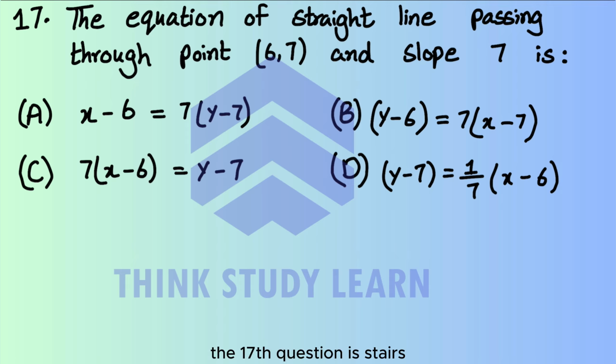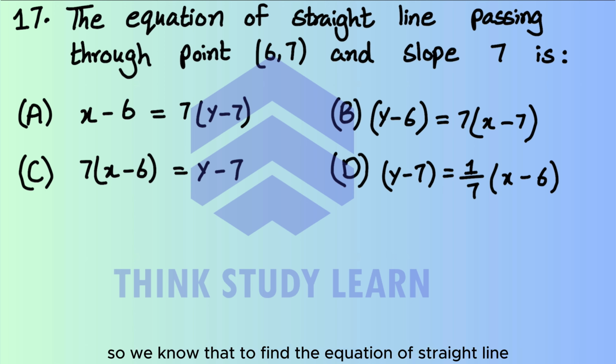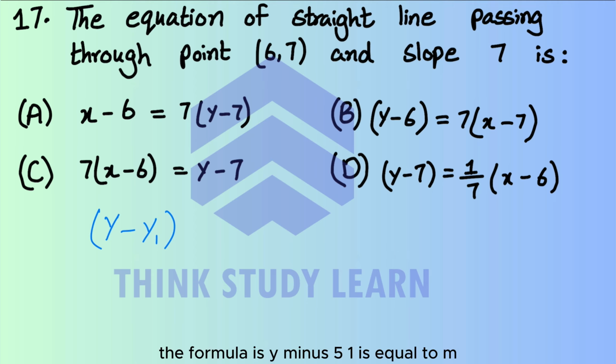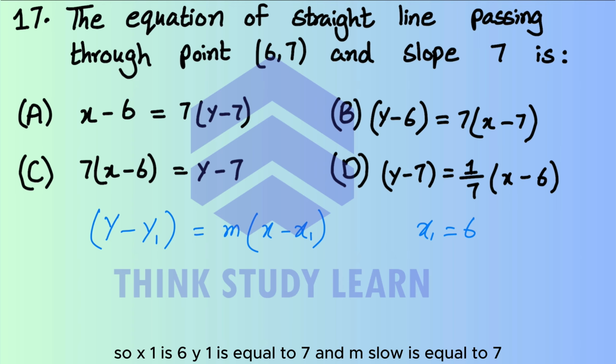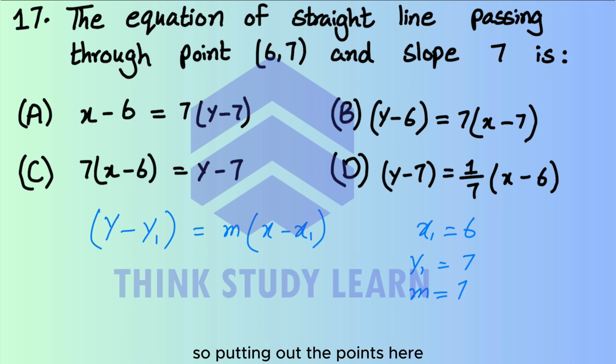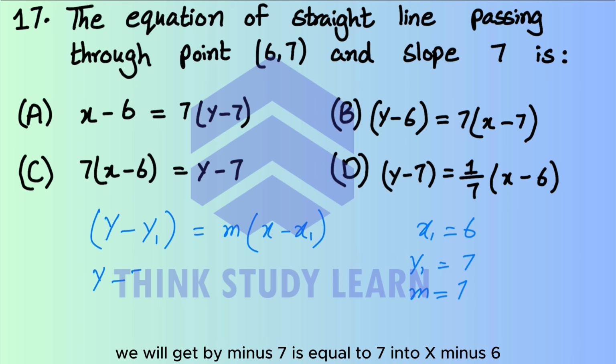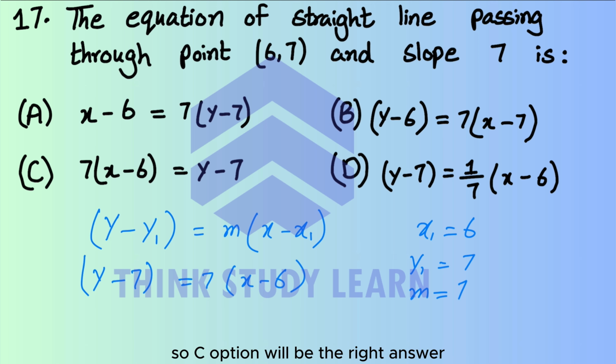The 17th question here states the equation of straight line passing through point 6, 7 and slope 7 is, so we have to find the equation of straight line with point 6 and 7. So we know that to find the equation of straight line, the formula is y minus y1 is equal to m, which is slope, into x minus x1. So x1 is 6, y1 is equal to 7 and m slope is equal to 7. So putting out the points here, we will get y minus 7 is equal to 7 into x minus 6. So C option will be the right answer.